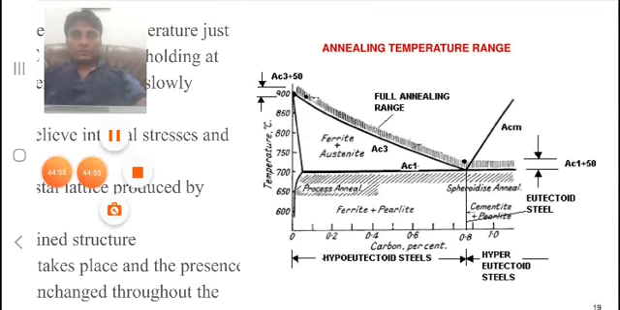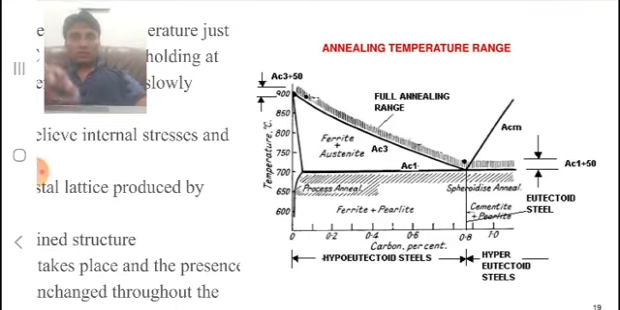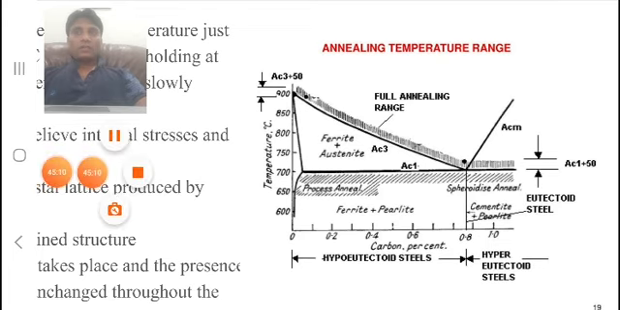So I hope you understood the entire annealing process concepts. In the next video, we'll be discussing the normalizing and hardening heat treatment processes.